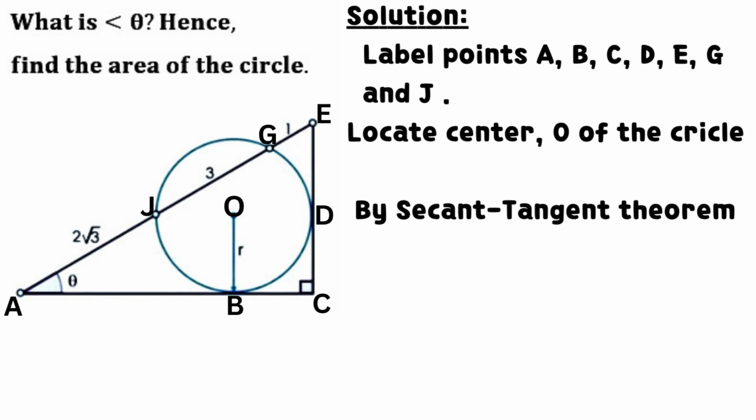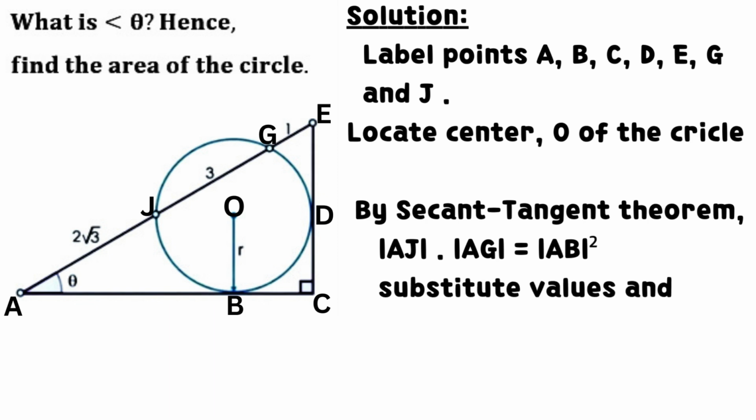Locate center O of the circle. By the secant-tangent theorem, the product of line AJ and line AG equals the square of line AB. Substitute values.